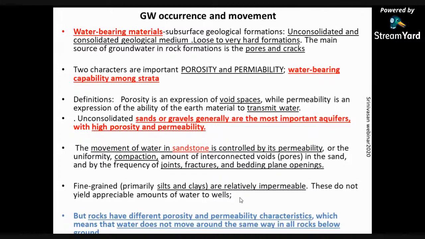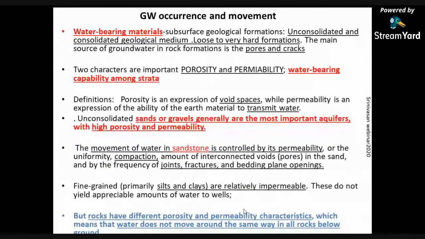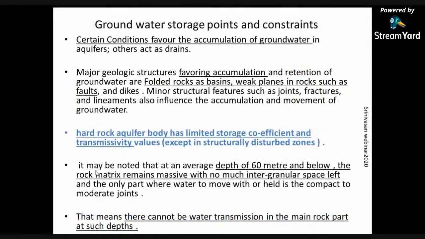If it is a clay area, their water potential will be less. The rocks have different porosity and permeability. Each area is a different kind of rock, with a different grade of porosity and permeability. So definitely the water potential will change from area to area. Certain conditions favor the accumulation of groundwater in the aquifer.